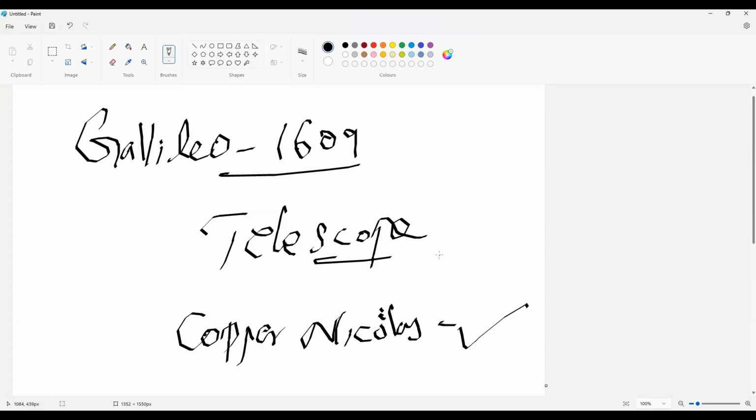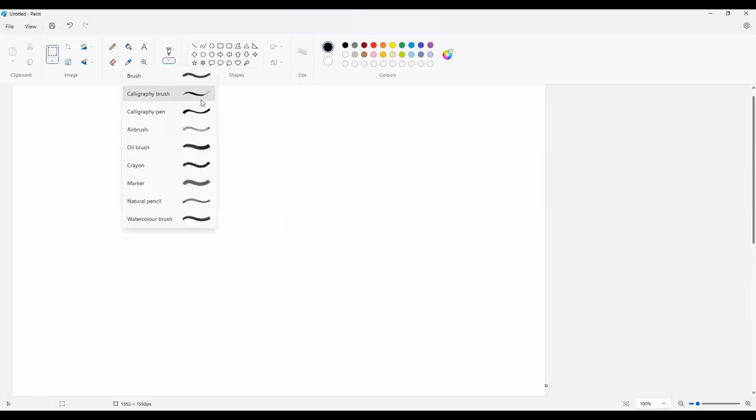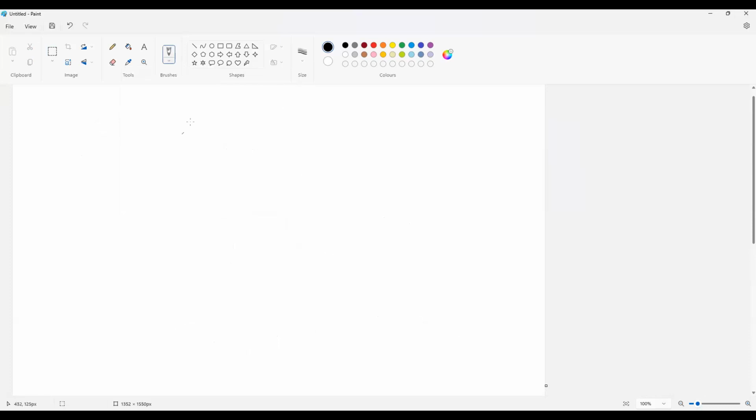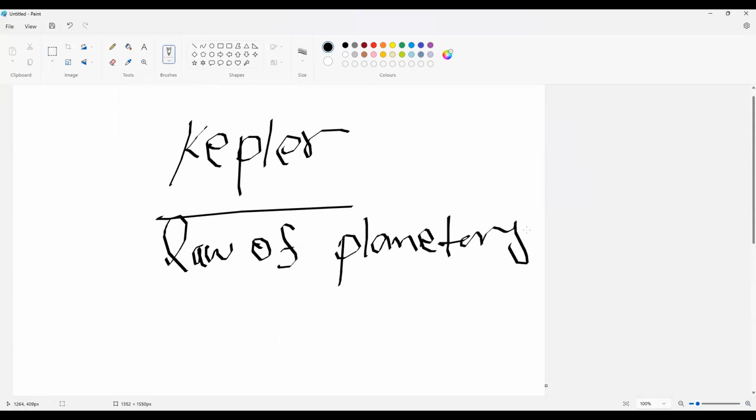For this, another person has come. His name is Kepler. What is his name? Kepler. This fellow gave us the laws of planetary motion.